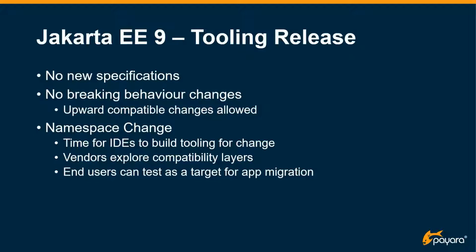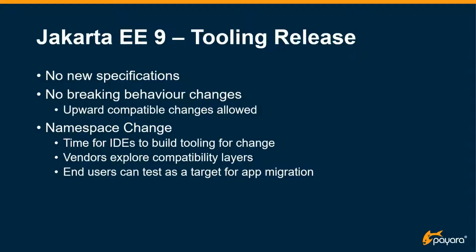The reason we're saying it's a tooling release is that we're not adding any specifications other than some that have been pruned from Java SE 8. We're not looking to make any breaking changes, so no new APIs and no breaking changes other than the namespace, obviously, and maybe some small upward compatible changes. Predominantly it's the move from javax to Jakarta in the API package names that we'll be completing. What we wanted to do was create a base for people to target when they're dealing with the namespace change. So the Jakarta EE 9 release will give time for IDEs to build tooling to help migrate applications that target the old Jakarta EE 8 javax namespace to the Jakarta namespace.